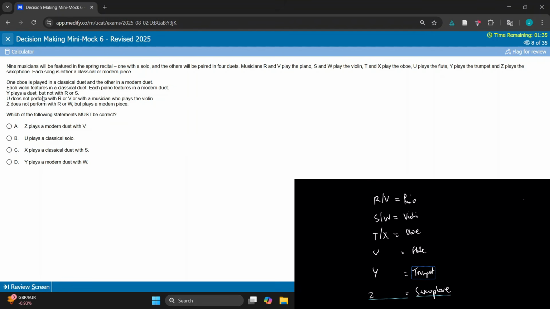R and V, is it overlap? S and. Okay, oh, but it doesn't mean that they have to be performing together. Okay, Z plays a modern duet with V. Z does not perform either, but plays a modern piece. U plays a classical solo. R or V.